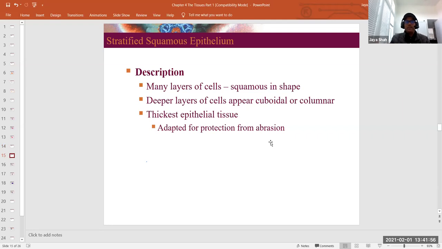Okay, stratified squamous epithelium. As you said, it is a stratified squamous epithelium. That means there are multiple layers, and the outermost layer is flat type. So many layers of the cells are squamous in shape, and deeper layer cells are cuboidal or columnar. It is the thickest epithelium tissue, and they are adapted for protection from abrasion, laceration, tearing, cuts, all those things, okay?